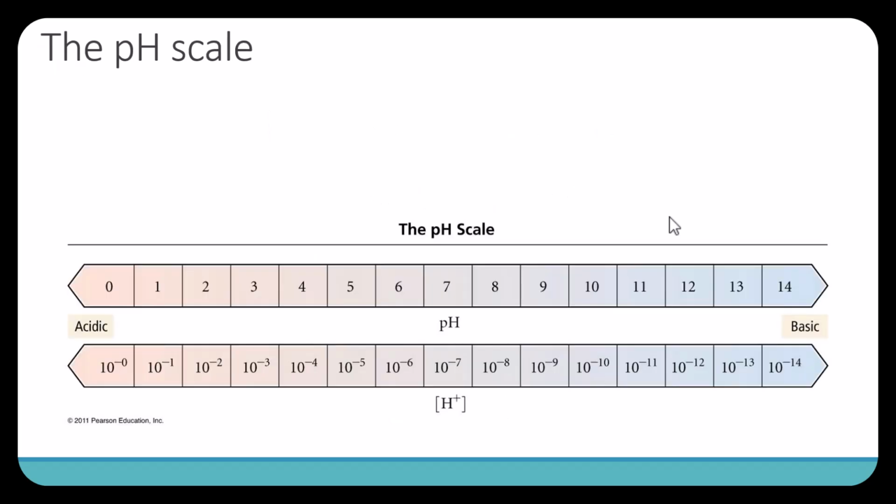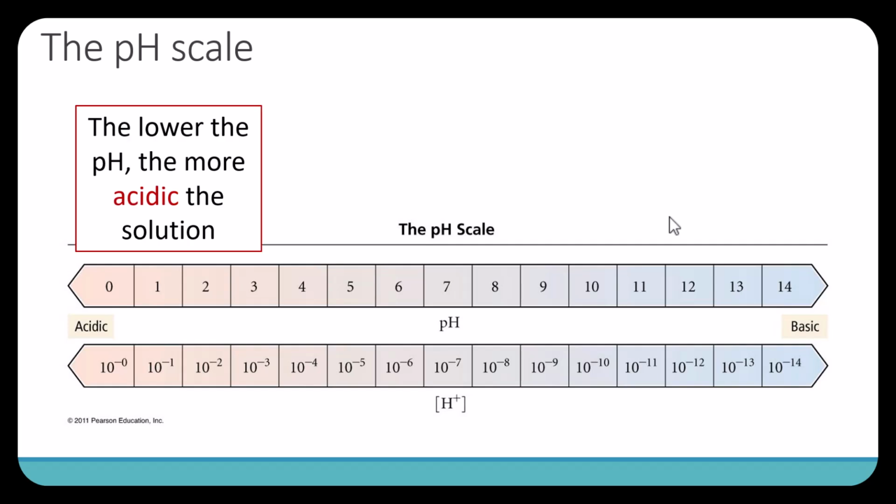So here's your introduction to the pH scale. The pH scale tends to run from 0 to 14. Technically, we can have a negative pH, and technically, we can have a pH over 14. It just doesn't exist often, okay?